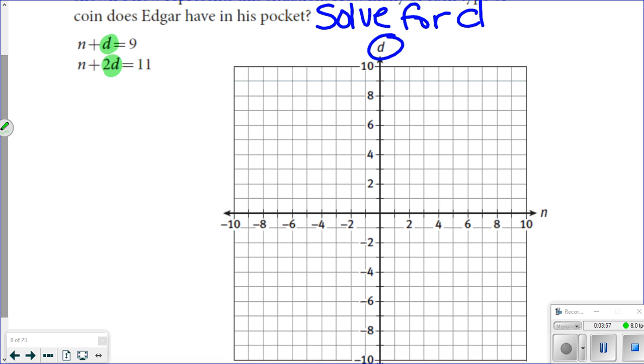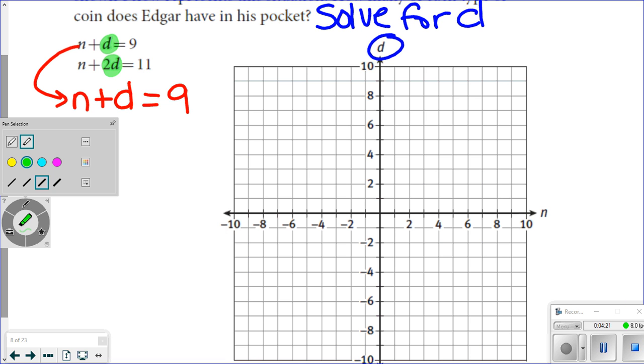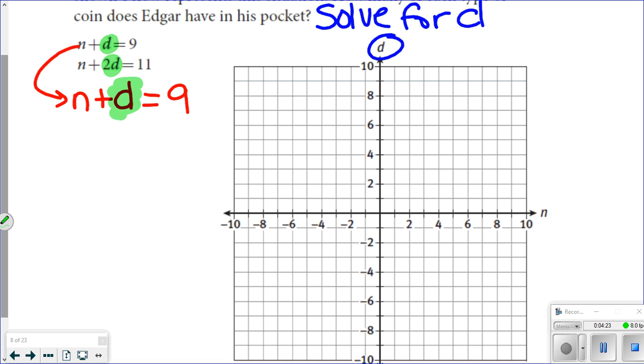On your quiz, I always give you X's and Y's, so you don't have to worry about it, unless it's like a story problem, maybe. But it'll be clearly labeled for you. So let's do this first one. In order to get this D all alone, we need to move the N to the other side. Make sure you're showing your work. I've seen some common mistakes where if I subtract N, I forget to write the negative out in front, and then it changes my answer.